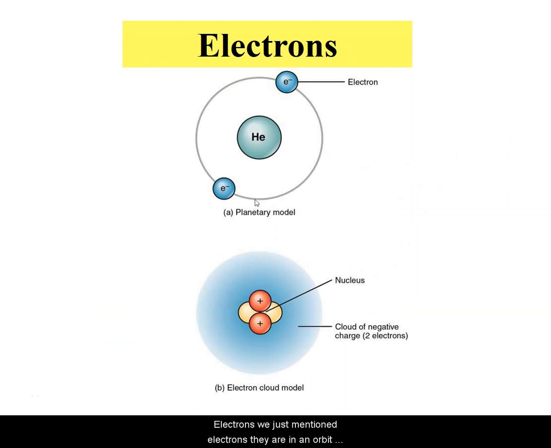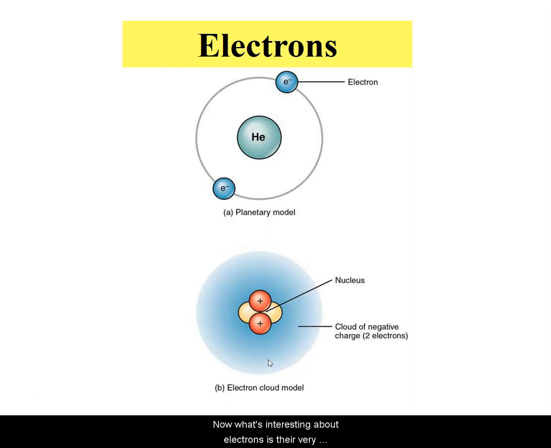Electrons, we just mentioned electrons. They are in an orbit around the nucleus of an atom. Here we have 2 electrons in orbit around the nucleus of this helium atom. This particular type of drawing is called a planetary model with those electrons in orbit. And this is called an electron cloud model.